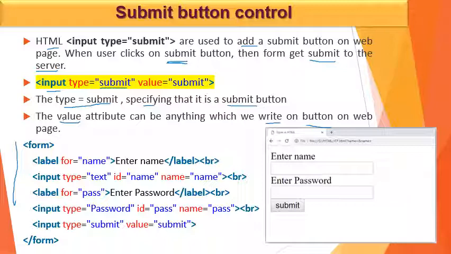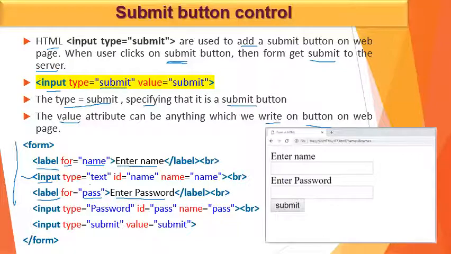We have given two labels, label 1 and label 2 here. The labels consist of the captions enter name and enter password, and for is the label attribute. The for is given as name. The first label is name and the second label is password, that is pass. The next control is the input, which is given here and will consist of three different attributes.